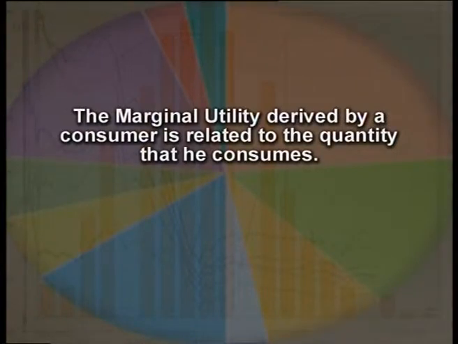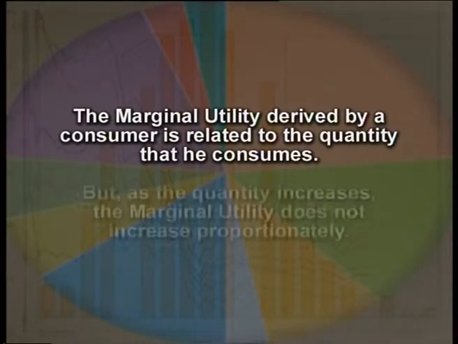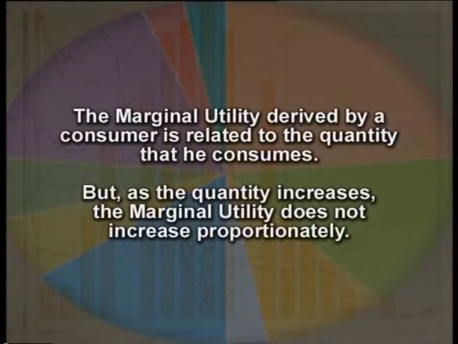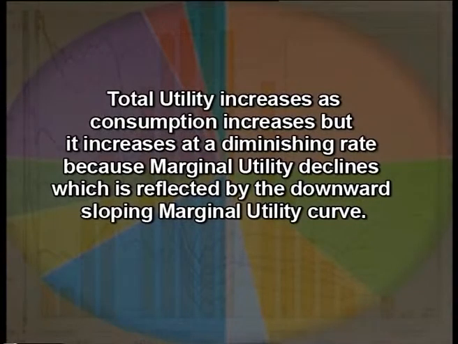So, what we have found out here is that marginal utility derived by a consumer is related to the quantity that he consumes, but as the quantity increases, marginal utility does not increase proportionately, and therefore we can say that total utility increases as consumption increases, but it increases at a diminishing rate, and therefore marginal utility turns out to be a negative curve.